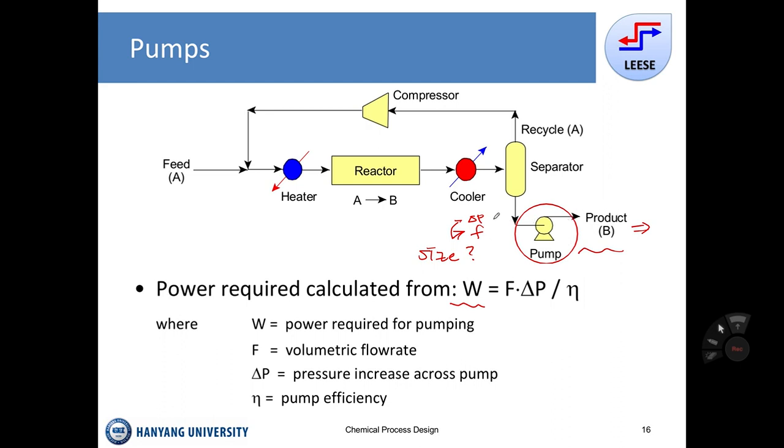will influence determining the size of the pump. And also we want to see how much energy is required by that pump. Again, that is governed by flow rate and the pressure drop. So this is a very simplified equation. The power required by this pump is typically given by flow rate multiplied by the pressure drop, the pressure increase through the pump, and divided by the efficiency.